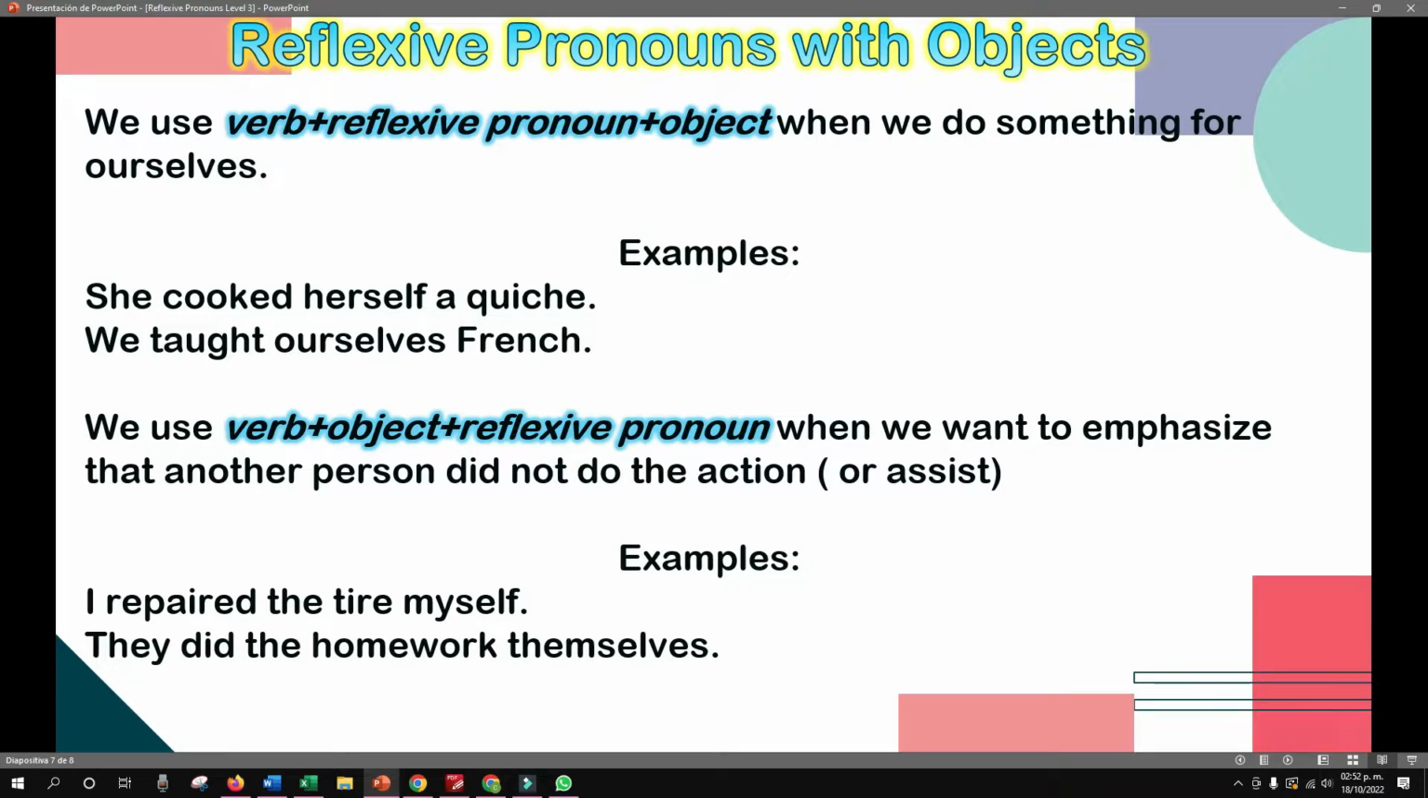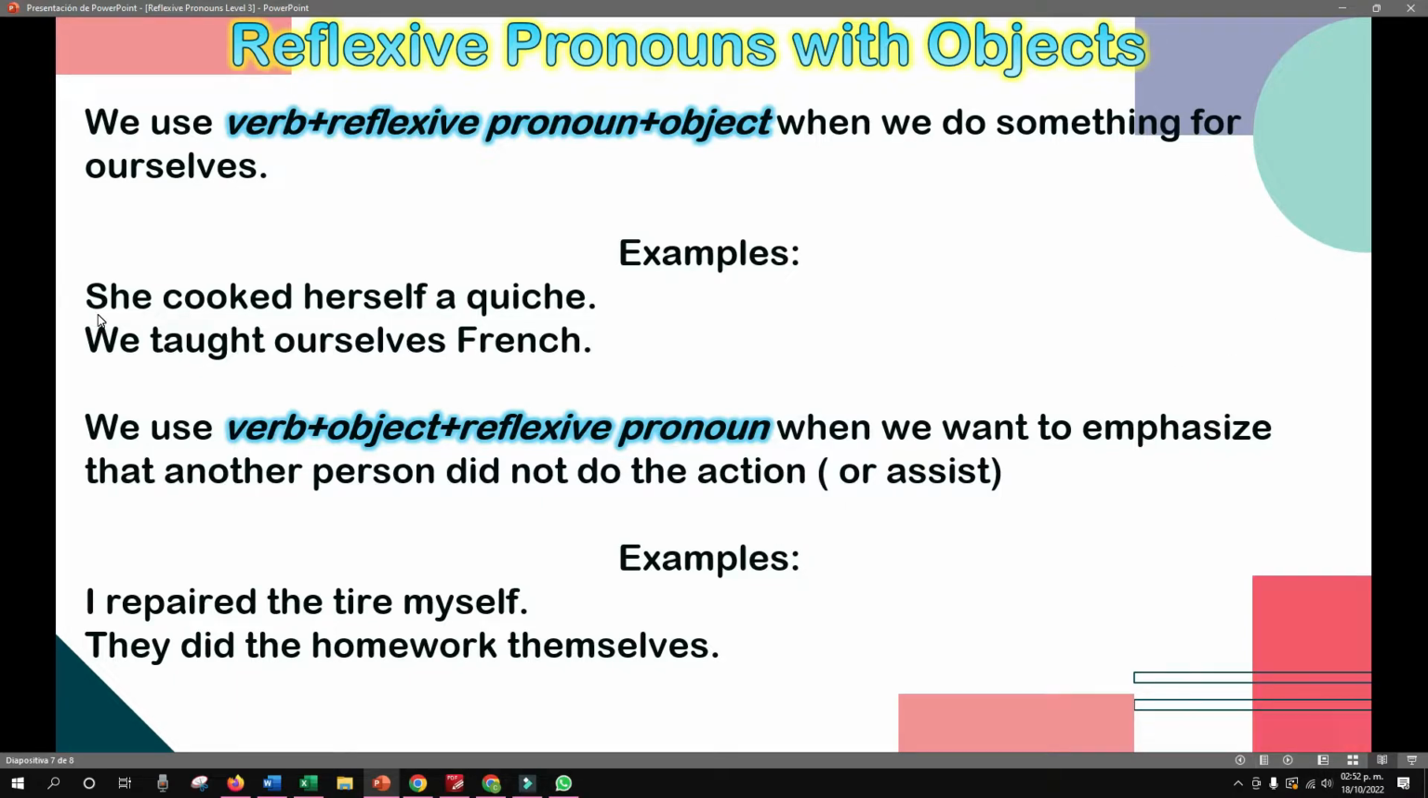Also, they did the homework themselves. You have the subject, the verb did, right? Did what? The homework. Themselves, right? You are using there the reflexive pronoun, right?